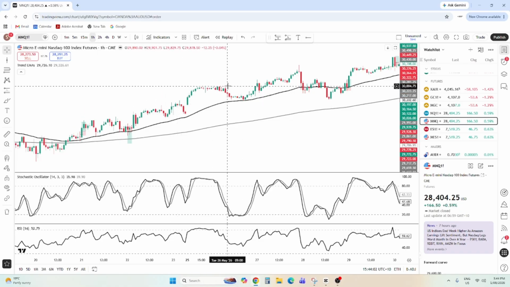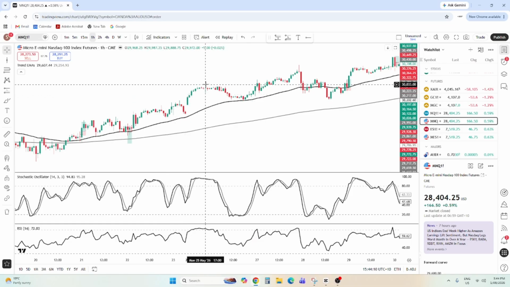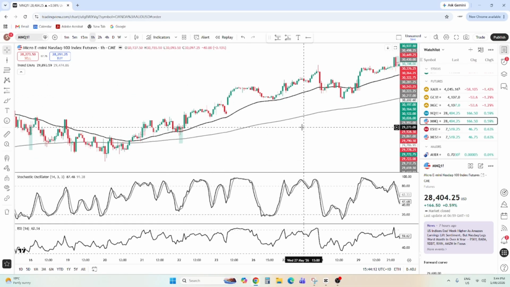And a higher high is very simple. This is another high. See, there's a high and a low compared to the last one. Very simple. That was an uptrend.